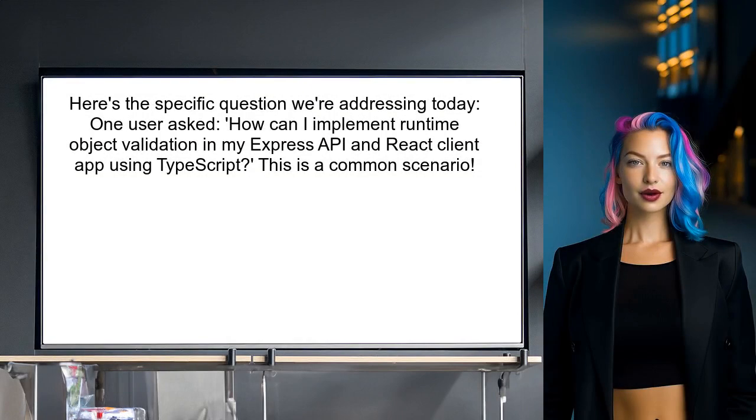Here's the specific question we're addressing today. One user asked, how can I implement runtime object validation in my Express API and React Client app using TypeScript? This is a common scenario, and it's crucial for ensuring that your application behaves as expected.